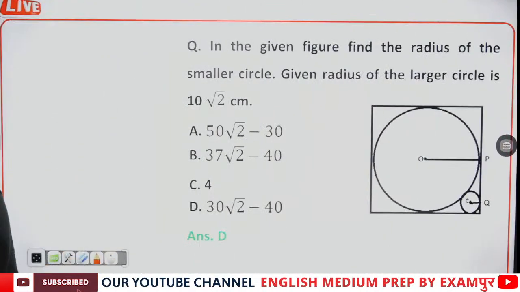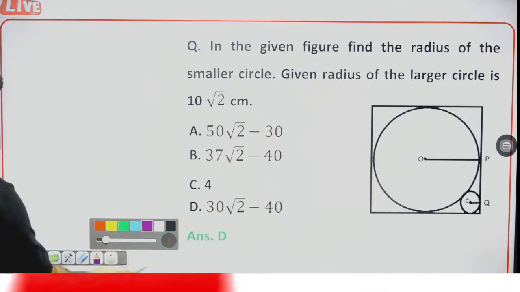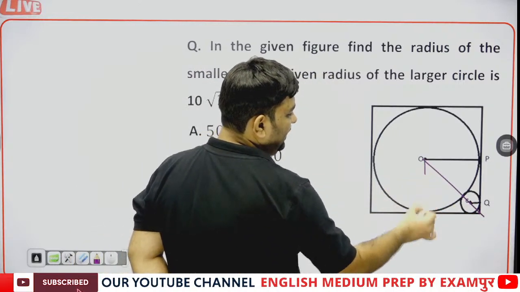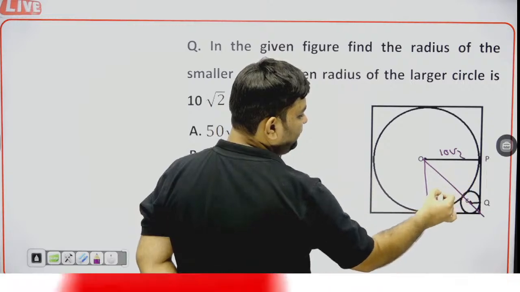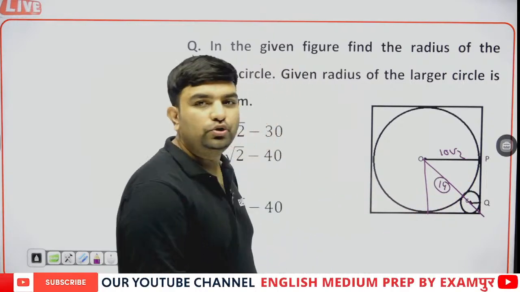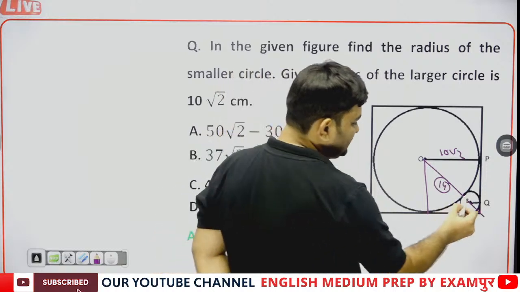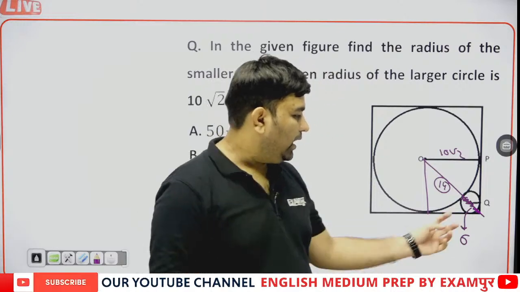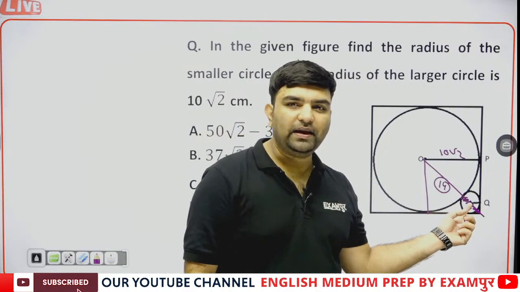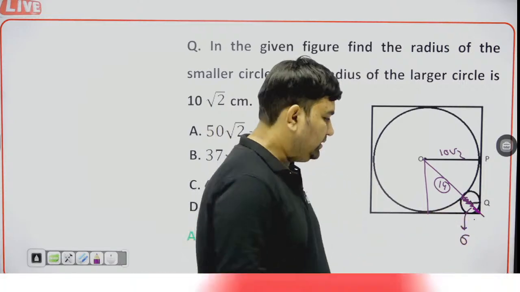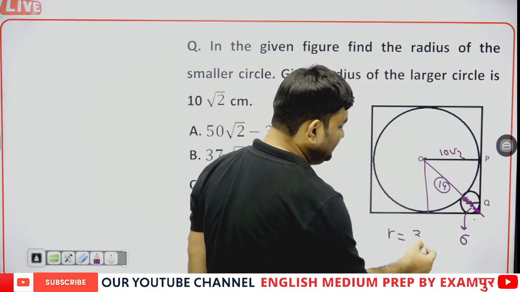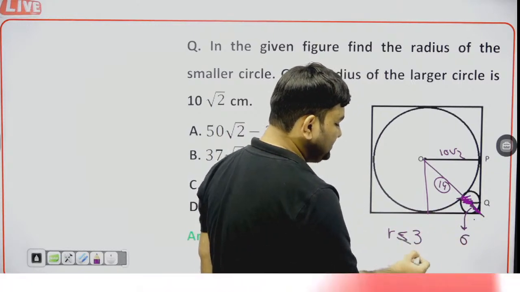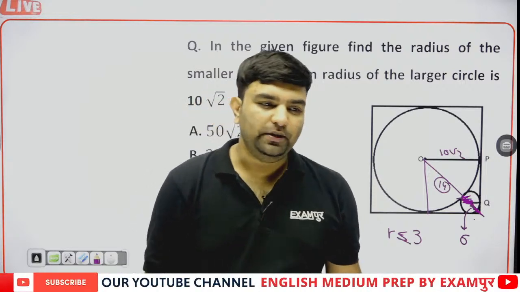We can create the logic like this is 20. And what is 10 root 2? 10 root 2 is 14. So this complete should be 6, out of which one is a bigger portion and one is a smaller portion. So the radius should be even smaller than 3. This is the radius, this is r root 2. So the radius is even smaller than 3.